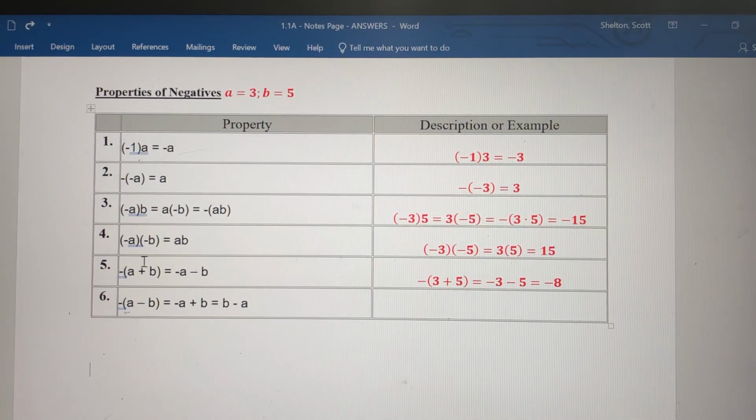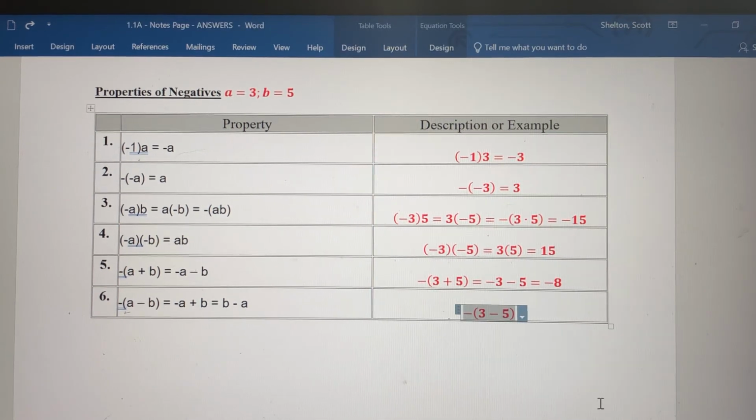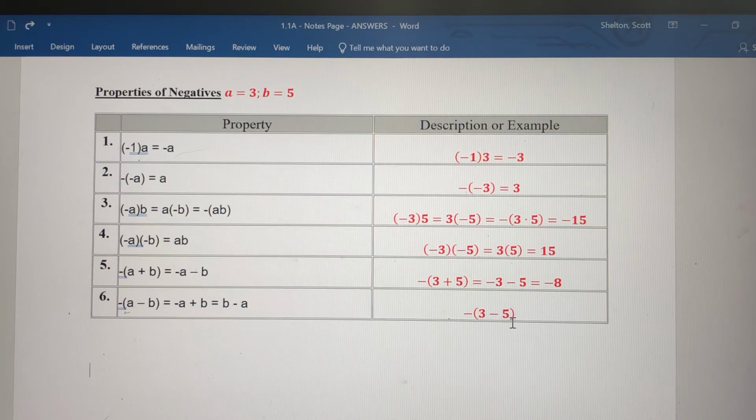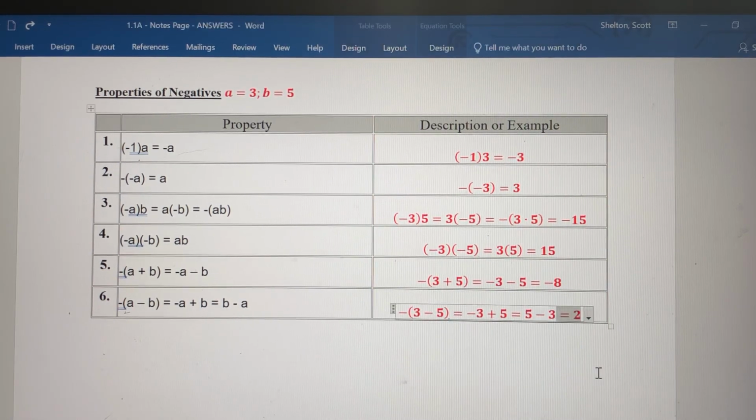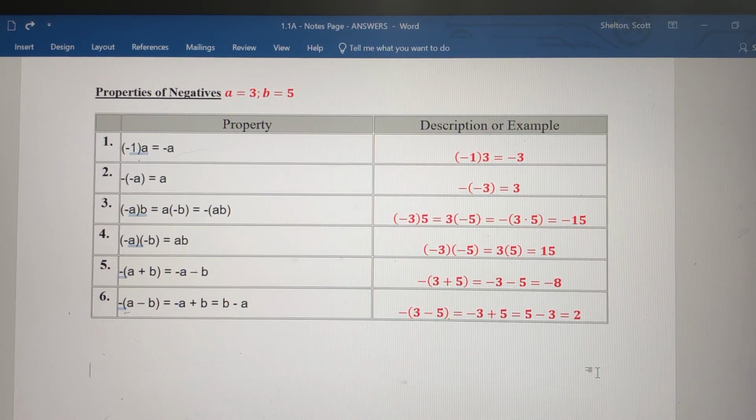And 6 is just a variation of 5 here. We've got the distributive property, or we could take the difference of A and B and get the opposite of that, okay? So again, let's plug in that. If I do the parentheses first here, 3 minus 5 is -2. The opposite of -2 is +2, okay? Or we could distribute -3 plus 5, okay? Or we could do 5 minus 3. So either way with those answers, we all get +2, okay? And those are the properties of negatives that we'll use going forward.